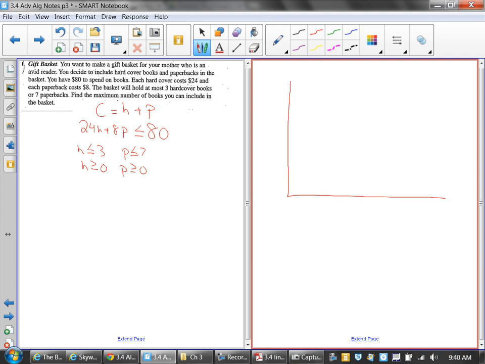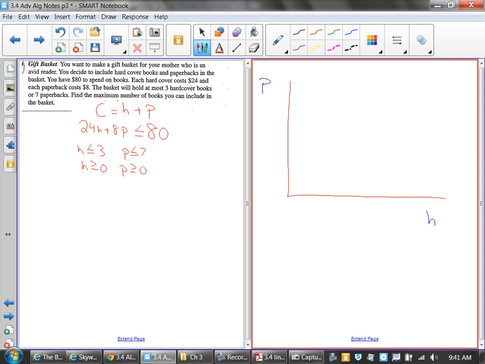When you do these things with different variables, label your axes H and P. That way you don't mess things up. It doesn't matter which is which. I usually go with whichever one I write first as the X, and the second one as the Y. You can also go alphabetically. It really doesn't matter, because as long as you're consistent, it's going to be correct. All right, just start with your stuff.